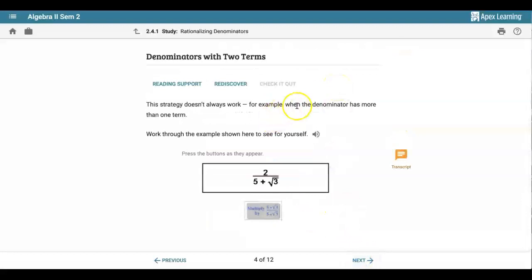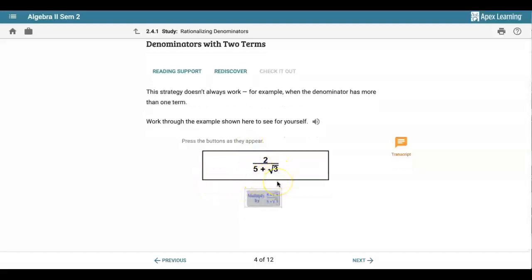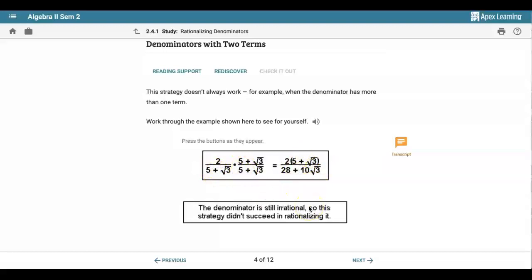So then here, if we have to deal with a radical in the denominator, but there's more than just one term, there are two terms here, we can't just, unfortunately, use the same strategy of multiplying by the same number. If we look at 5 plus square root of 3, and I multiply by 5 plus square root of 3 over 5 plus square root of 3, we're basically doing a FOIL here. And when we end up simplifying, it doesn't make it much nicer. The denominator is still irrational, so we did not rationalize this denominator. It's still a difficult fraction for us to work with.